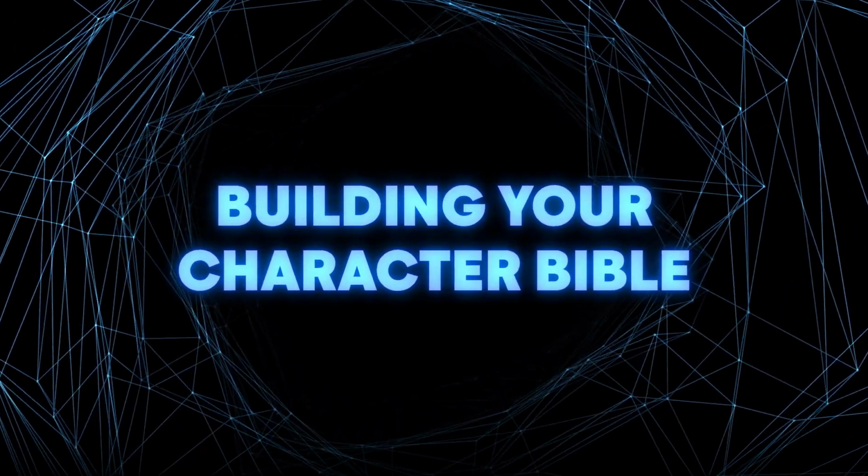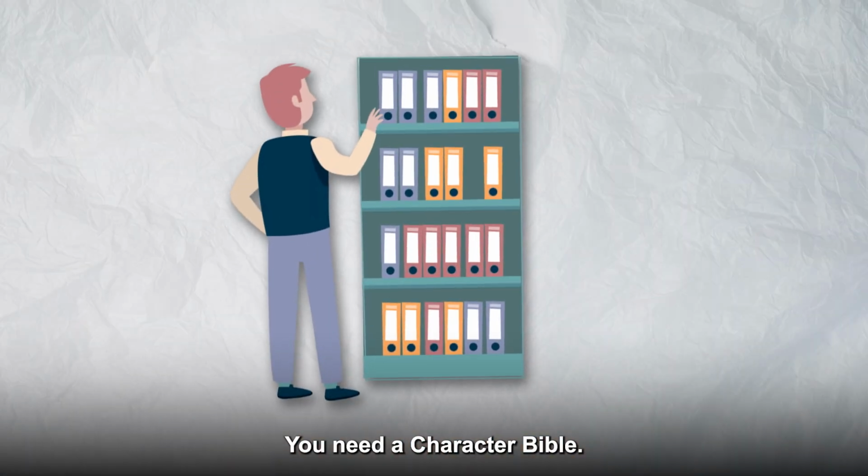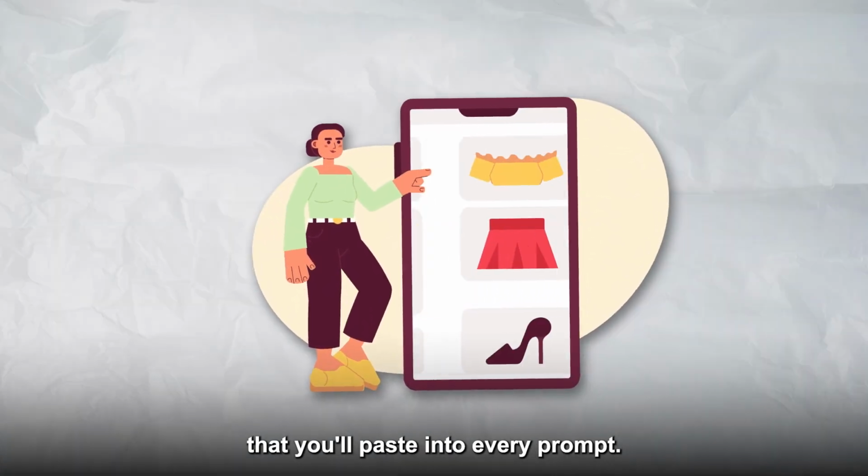Building your character Bible. Here's the trick. Consistency starts before you hit generate. You need a character Bible. Think of it as the DNA of your character that you'll paste into every prompt.